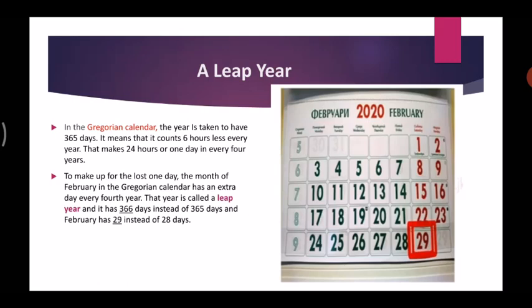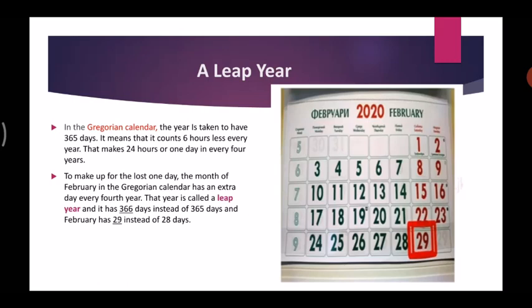Now you all know, no? If a leap year comes after 4 years, which month has an extra day? February. It has 29 days. So to bring back that 1 day, we add 1 day to the month of February. So that year is called the leap year. Now this year which is going on is a leap year, right? The month of February had 29 days. So a leap year will have 366 days in total instead of 365 days.